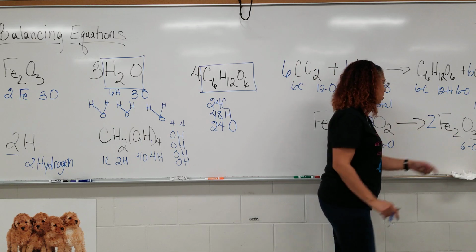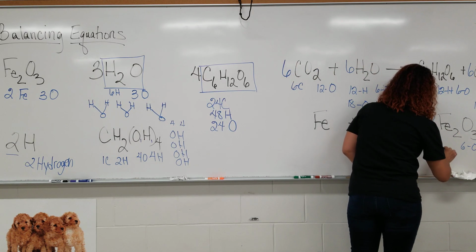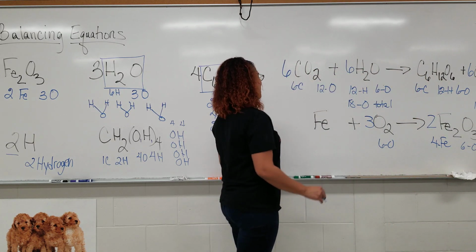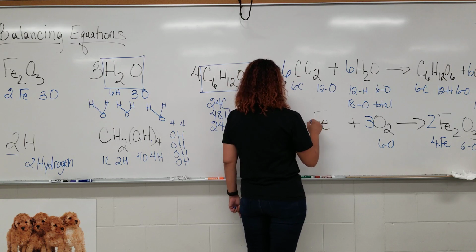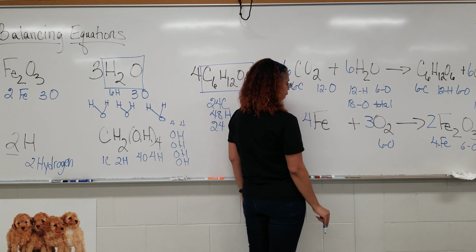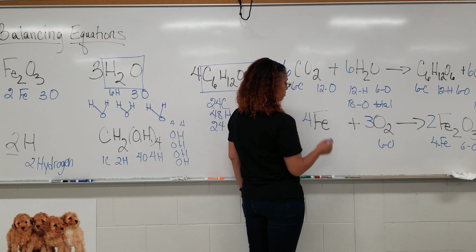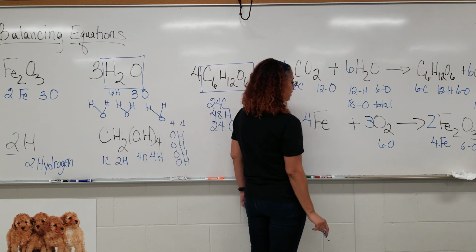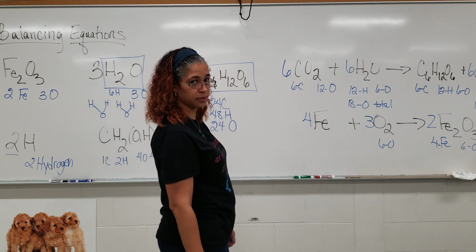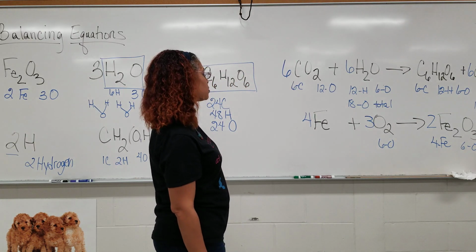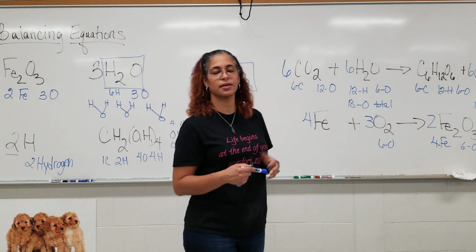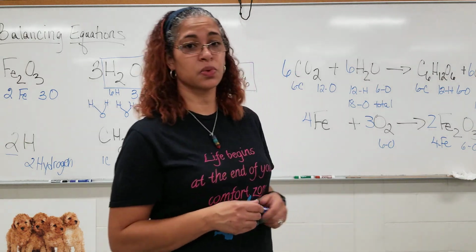2 times 2 is 4 iron. Okay? Here, I would need 4 iron. 4 iron and 6 oxygen would give you iron oxide. Okay? So, hopefully that helps a little bit with balancing equations. We can do a couple more problems in class, but for the most part, this is what you have to do.